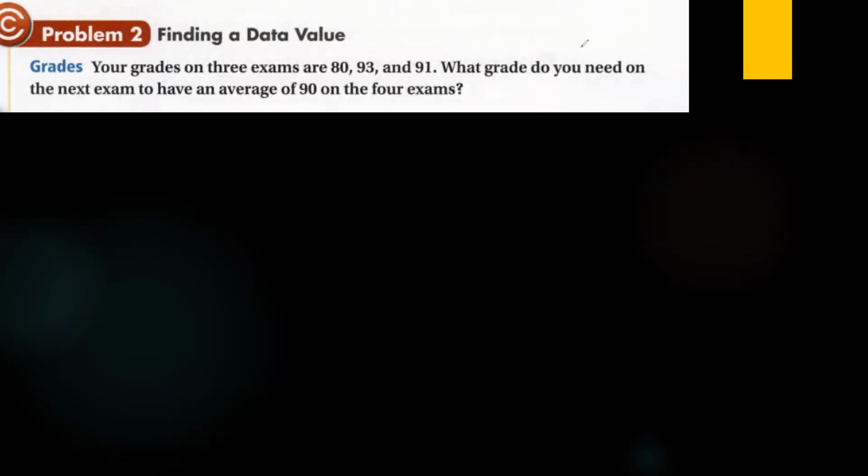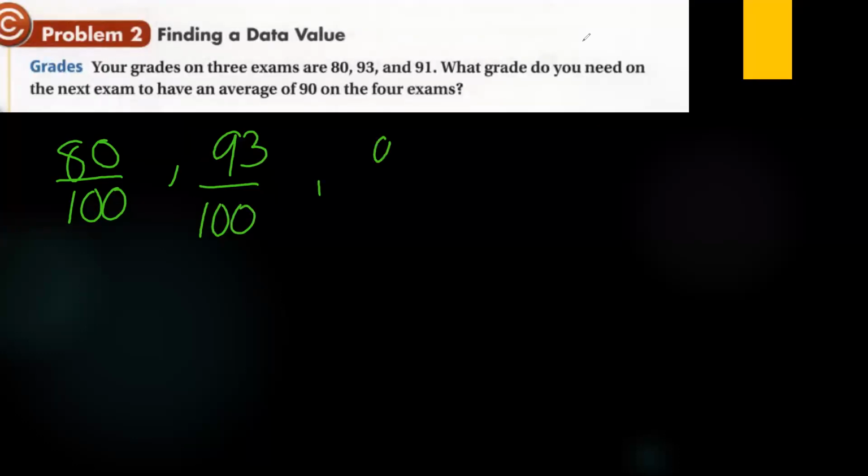Now, your grades on three exams are 80, 93, and 91. What grade do you need on the next exam to have an average of 90 on the four exams? Sometimes you'll ask me, teacher, how much should I get to take an A? How can I tell you?